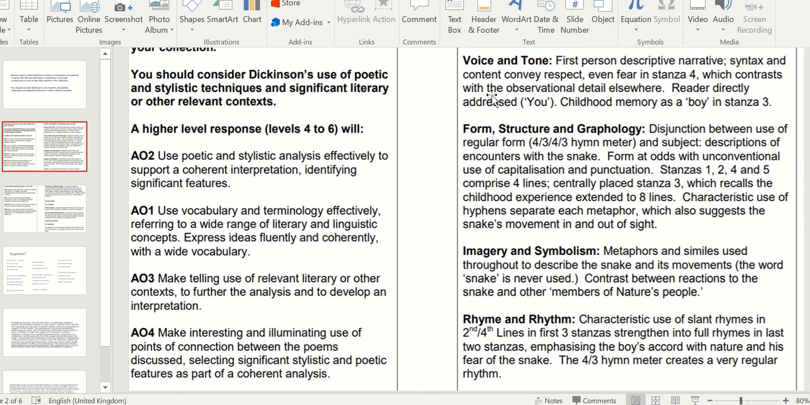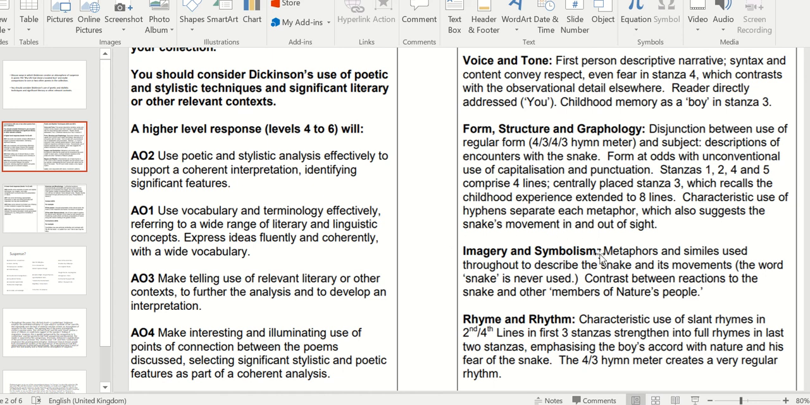Form, structure, and graphology. Now, you should remember this from when we did the anthology. Graphology means how it looks on the page, okay? And here, this is where you want to talk about your hymn meter, the regular rhythm, where rhythm is established, where rhythms are broken, all of those things.